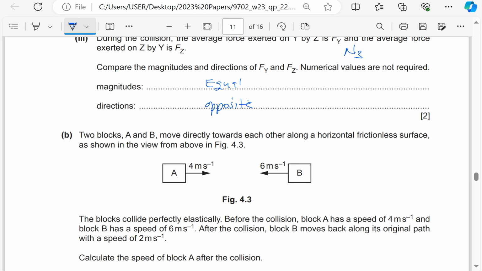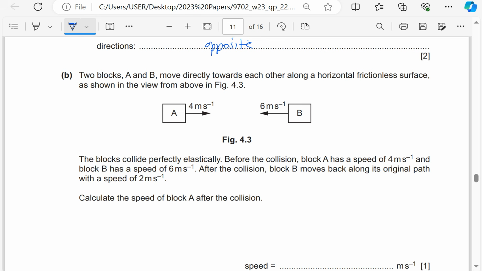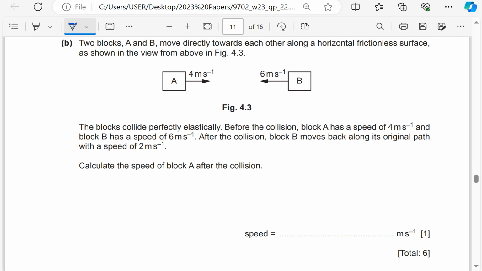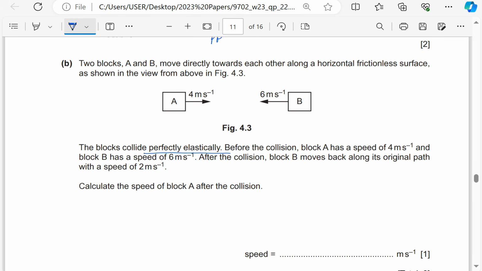Two blocks A and B move directly towards each other along a horizontal frictionless surface, as shown in the view from above. The blocks collide perfectly elastically. So that means relative speed of approach is the same as relative speed of separation, or kinetic energy before collision is the same as kinetic energy after collision. But they have not given us their masses. Before the collision, block A has a speed of 4 meters per second and B has a speed of 6 meters per second. After the collision, block B moves back, so it changes direction with a speed of 2.